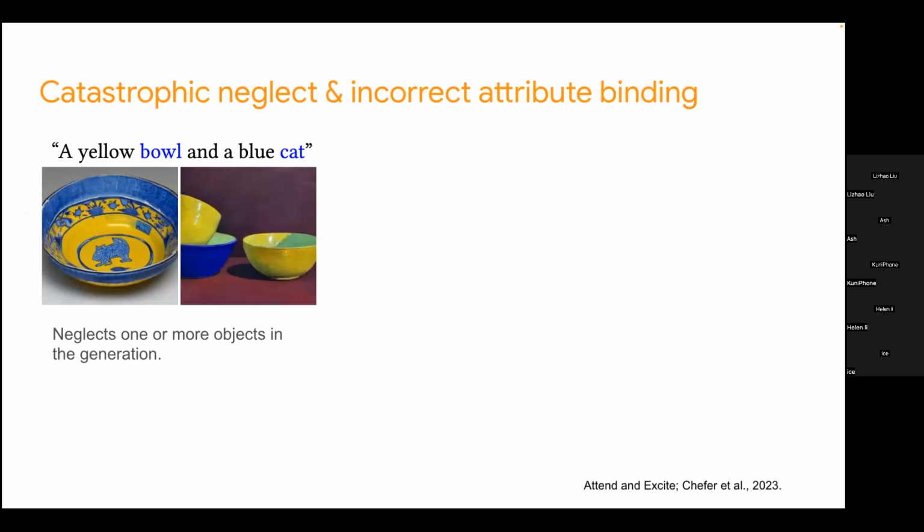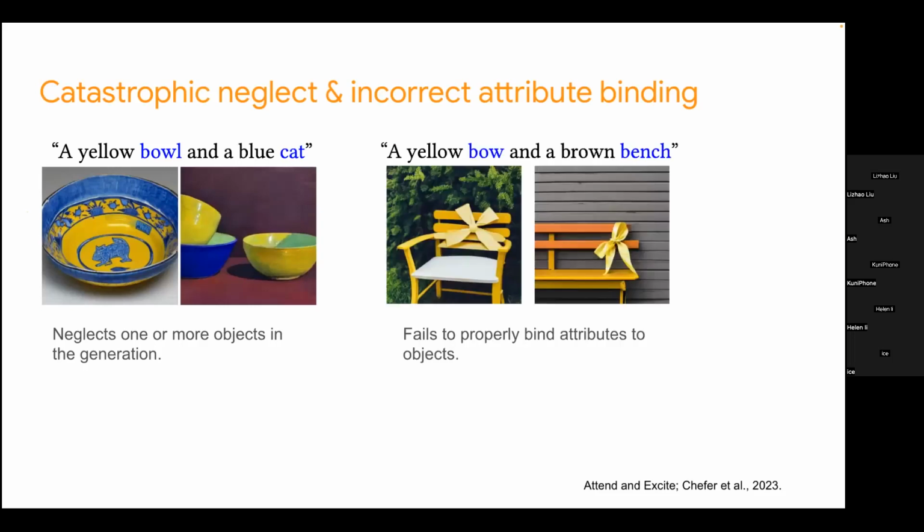On the left-hand side, we have two images, generated by Stable Diffusion v1.5. It was not able to generate one or more of the subjects in the generation process. It basically neglects that object. The results are not cherry-picked, and this phenomenon is known as catastrophic neglect. And on the right-hand side, you can see that it fails to properly bind attributes to objects, which is kind of problematic, right? But why?